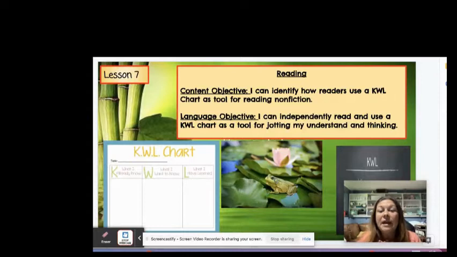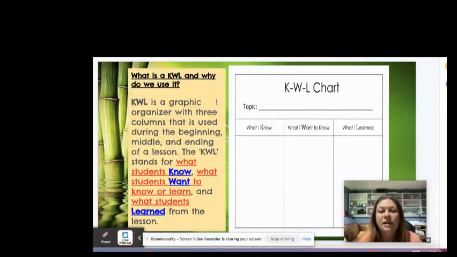So, what is a KWL chart? A KWL chart is a graphic organizer with 3 columns that is used during the beginning, middle, and ending of a lesson. The KWL stands for what students know, so that's the K, know. W, what students want to know or learn, and L, what students learned from the lesson. So K is know, W is want to know, and L is learned.